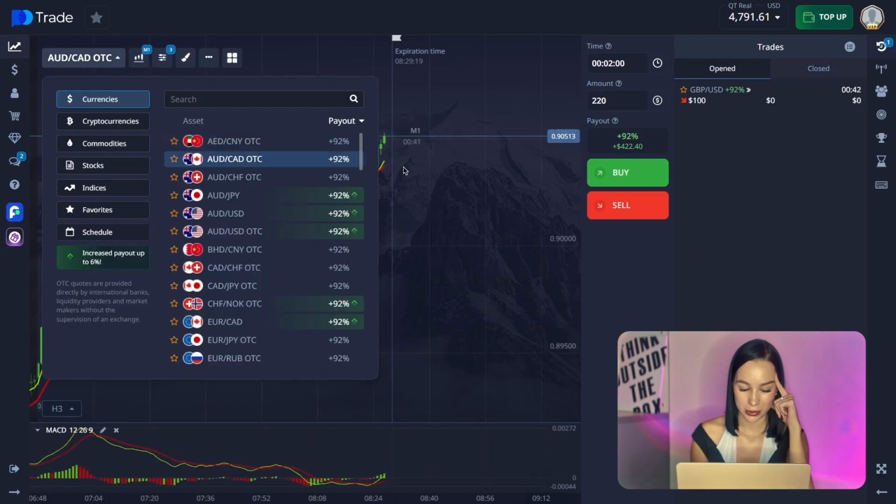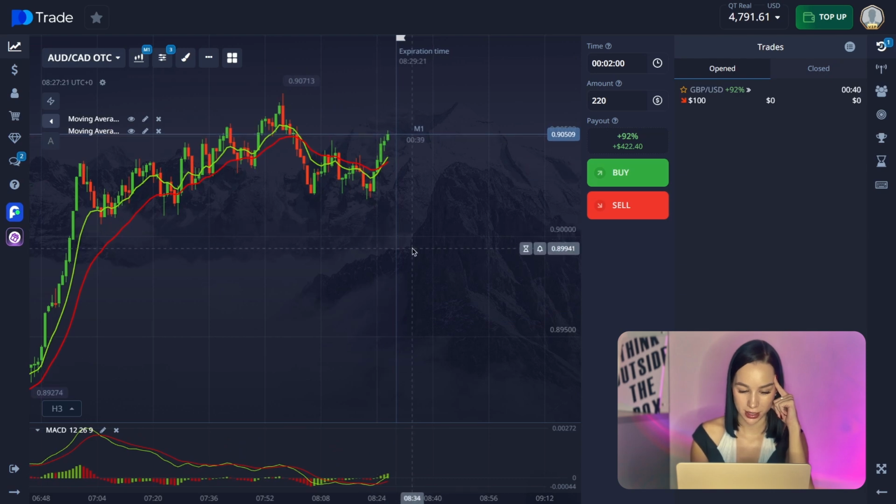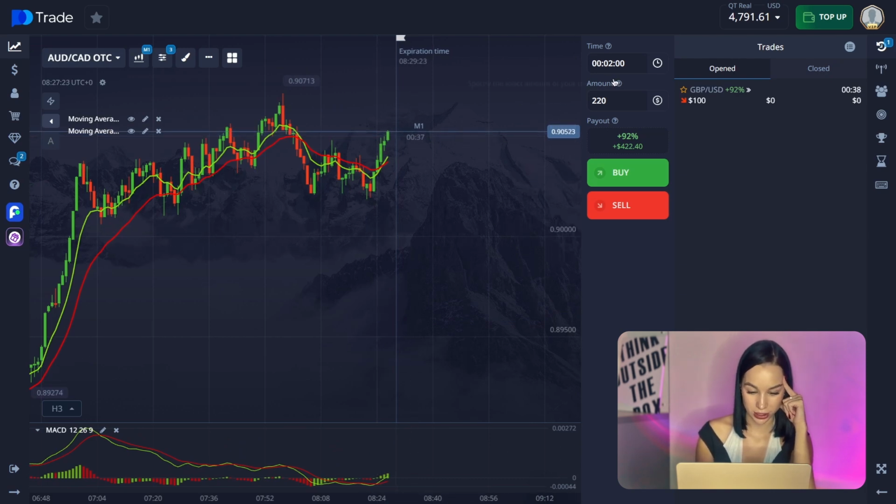That's what I'm telling you. So that's why it's important also to use 1% of your deposit. So yeah, this trade is not going that well. So let's find maybe something else. Okay, this is a pretty good one actually.